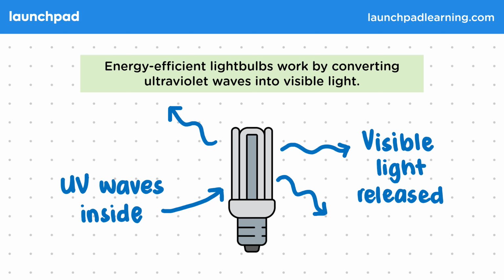A similar principle is used in glow sticks. Or we can have special lamps which release both visible and ultraviolet light, which are often used in forensics. Now, what's another way we can make use of ultraviolet light?